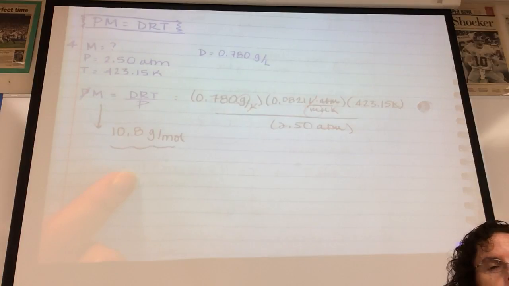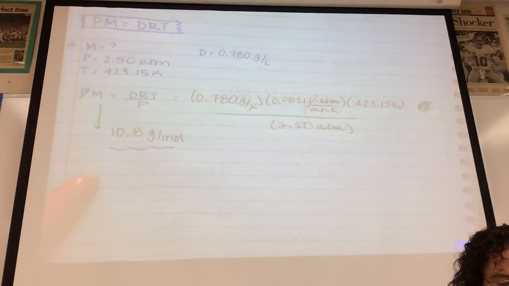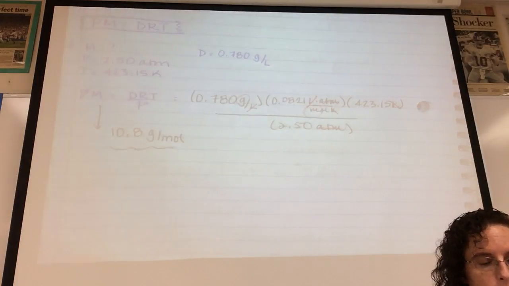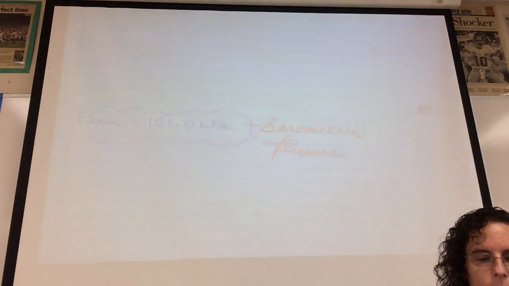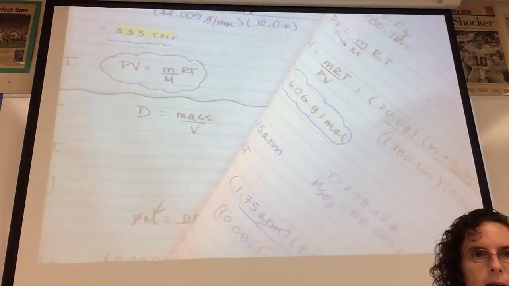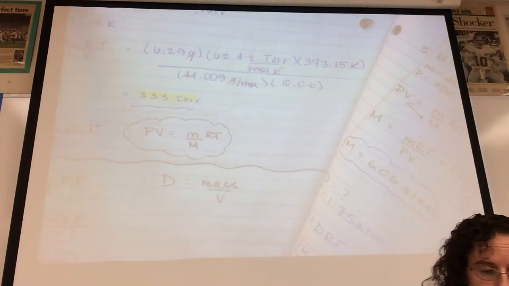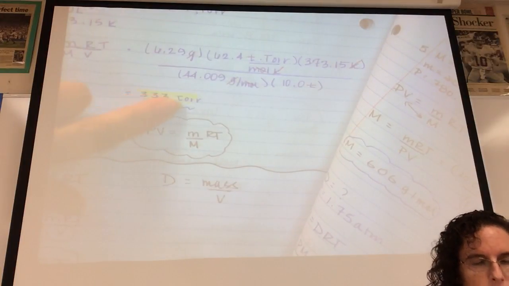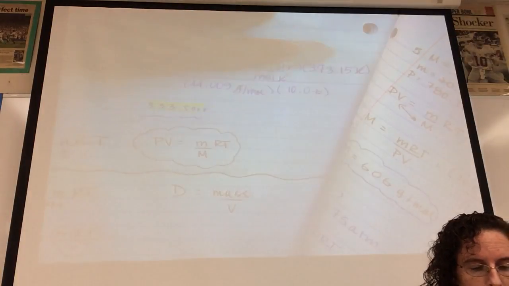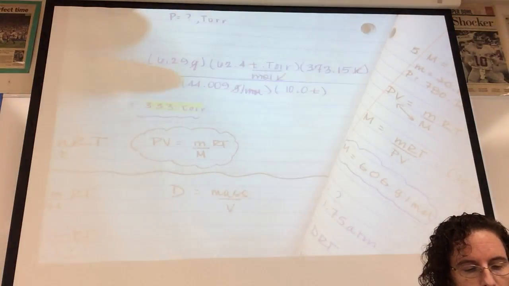Questions here? Yeah, in a sec. Questions here? Okay, I would like for you to do 5 and 6. You have all the tools now. Are you just looking for the answer to 3? 333 torr. If you didn't get that, look at what I have here and make sure that you match.